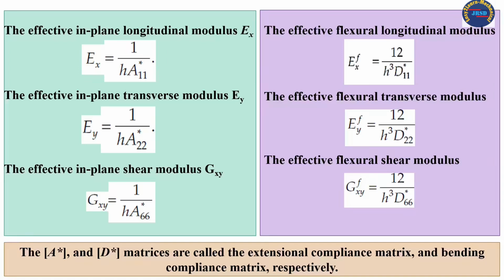In both of them, you can see A star and D star. The A star and D star matrices are called the extensional compliance matrix and bending compliance matrix. Here A11 star, A22 star, A66 star are nothing but the components of the extensional compliance matrix, whereas D11 star, D22 star and D66 star are the components of the bending compliance matrix, and h is the total thickness of the laminate.